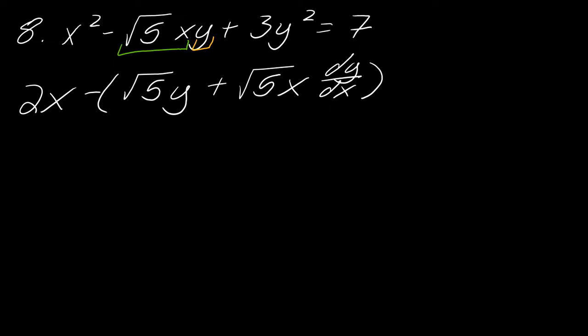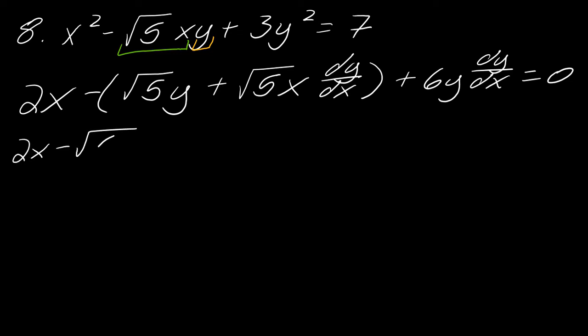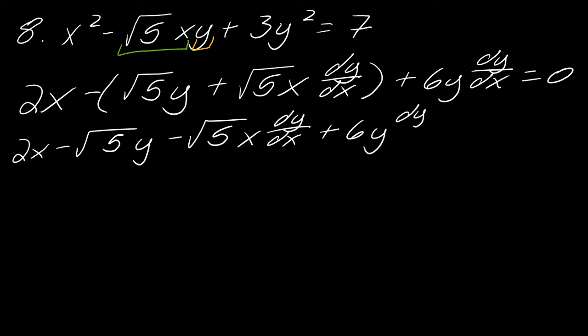And then I take the derivative of 3y squared, which is 6y. And once again, since I took the derivative of y, I write dy/dx, and then all of this is going to equal 0 because the derivative of a constant is 0. Okay, so now, just so that I don't forget, let me distribute that minus sign. And then we can move on to the next phase, which is solving for dy/dx.